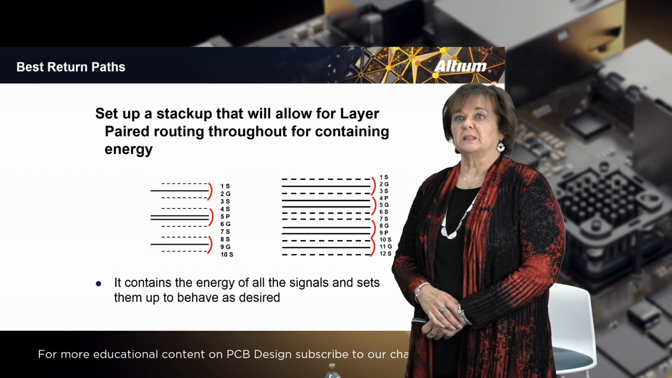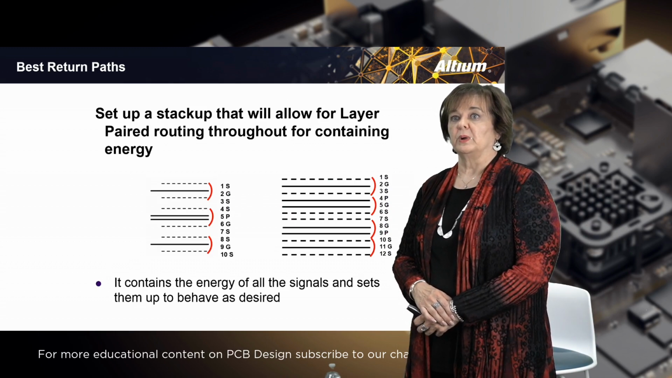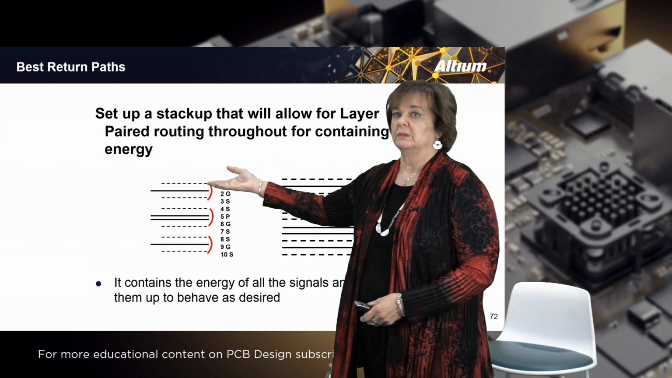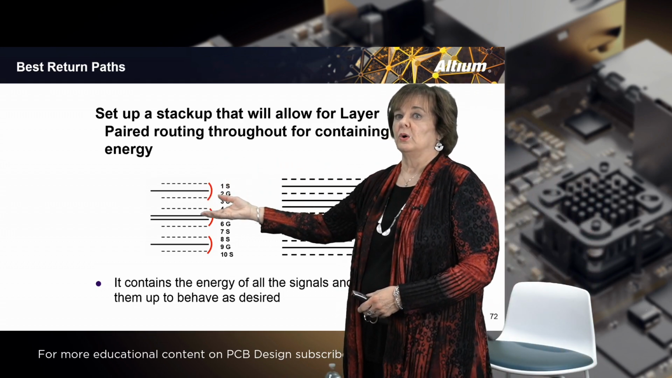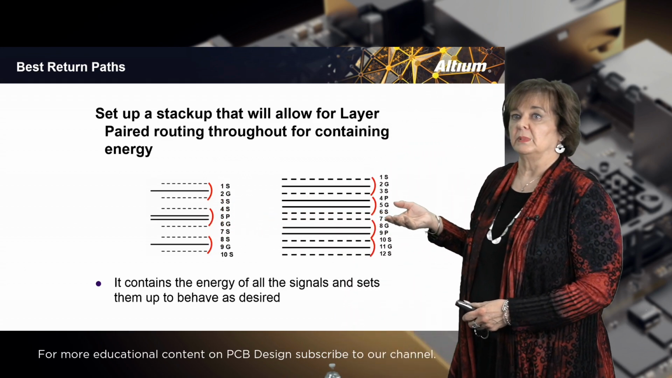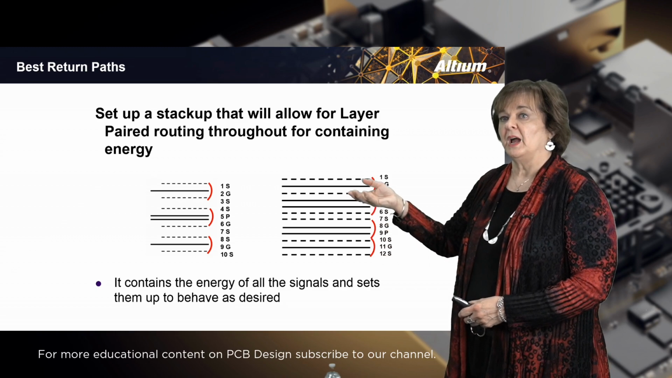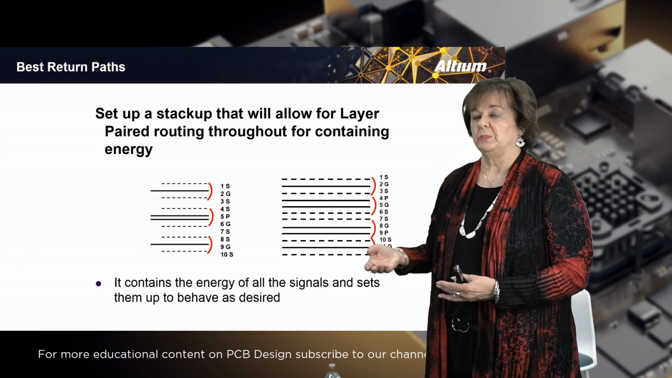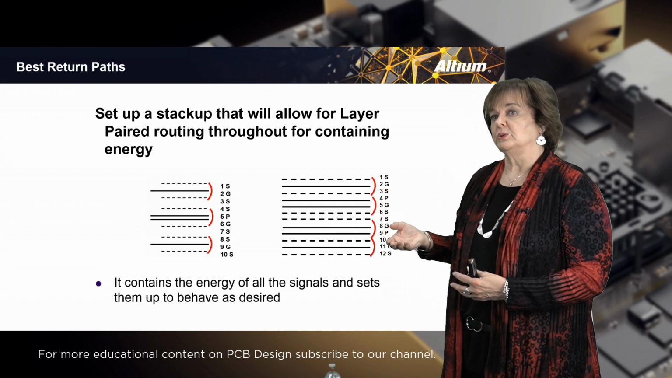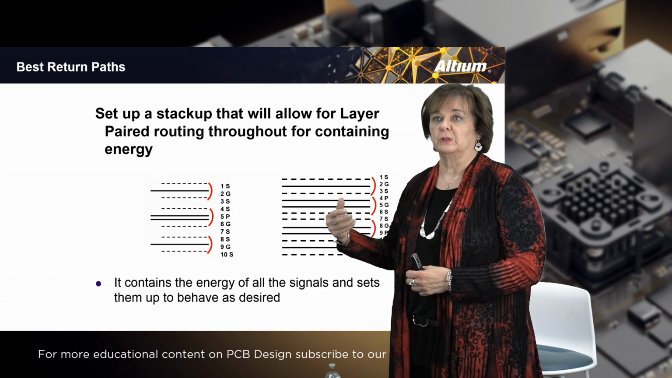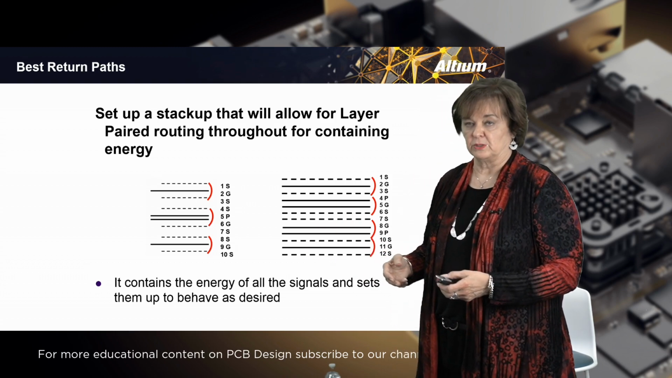You can set up stackups that will allow for layer paired routing throughout the part containing energy. So you have a single layer or double layers, and constantly be able to change from layer pair to layer pair, no matter how many board layers you actually have. Always try to set them up as a layer paired structure so that you're able to get your return to follow the signal back to the source.